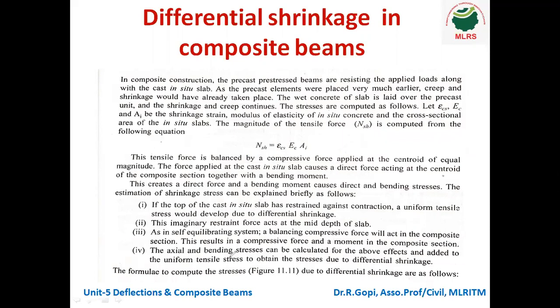Next, the fourth one: the axial and bending stresses can be calculated for the above effects and added to the uniform tensile stress to obtain the stress due to differential shrinkage. So how to find the stress due to shrinkage? First, we need to calculate the axial and bending stress for the above effects and add the uniform tensile stress. The formulas to compute the stress due to differential shrinkage are as follows.